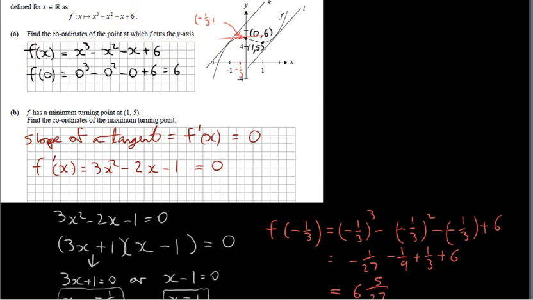So we have minus a third, comma 6 and 5/27 as the coordinates of the local maximum.